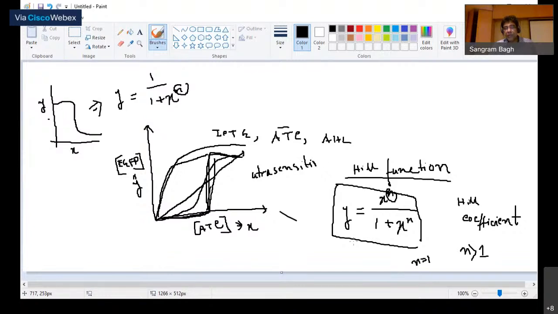So if n is more than 1, we call this ultra sensitive. Generally, in many cases you get n equal to 1.1. The question is, can you tell if it is ultra sensitive or digital? There's a debate on that, but it depends on your functionality. But anything near 2 or more than 2, you can definitely tell this is digital in our terms. So you need this Hill function.